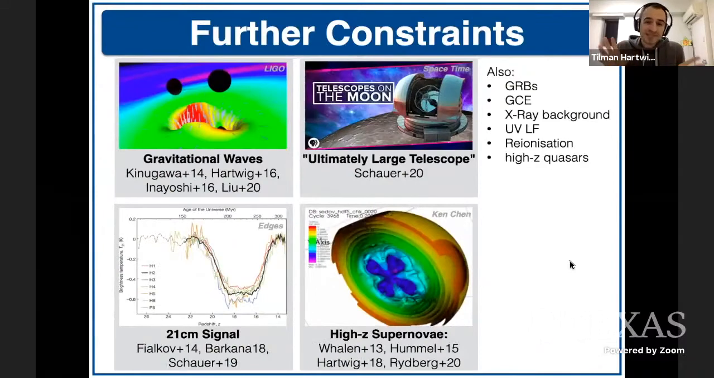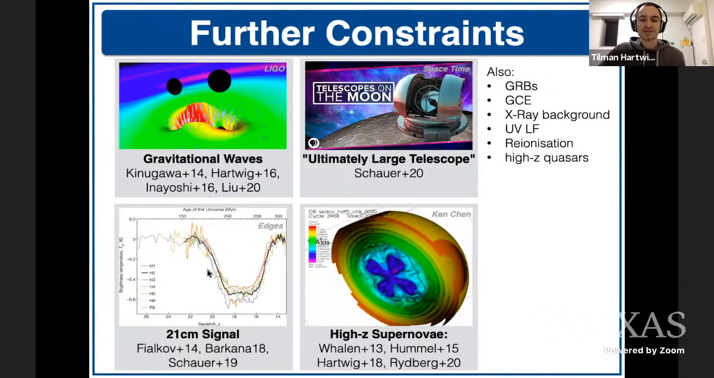Now I have one slide on further constraints. I said 20 minutes is tough to summarize everything. So let me just mention what else is possible. For example, gravitational waves could show us, and maybe are already showing us, some idea of the remnants of the first stars. Then a super exciting paper by Anna Schauer on the ultimately large telescope, an infrared telescope with a 100 meter diameter dish on the moon that could eventually ultimately find the first stars.